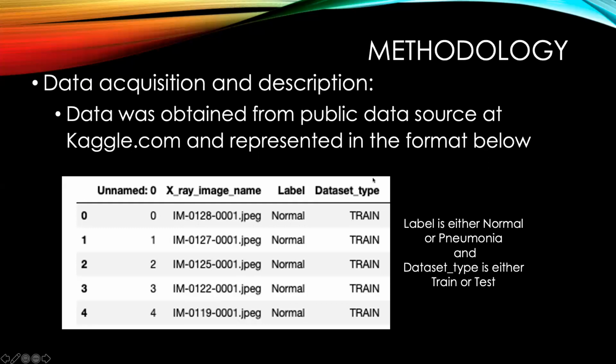And in Python, I tried to show what the data looks like. This is actually a CSV file that comes with the data that tells you how the files are organized in the folders. So you have your X-ray image name, you have your label, and you have your data set type. The data set type is either train or test, and the label is either normal or pneumonia. So basically, the binary classification is going to classify an image as normal or as pneumonia. What I did was to assign a label of 0 to normal and 1 to pneumonia.